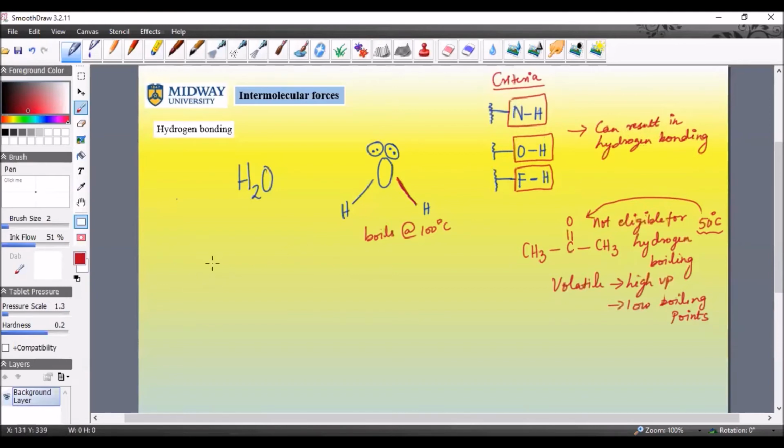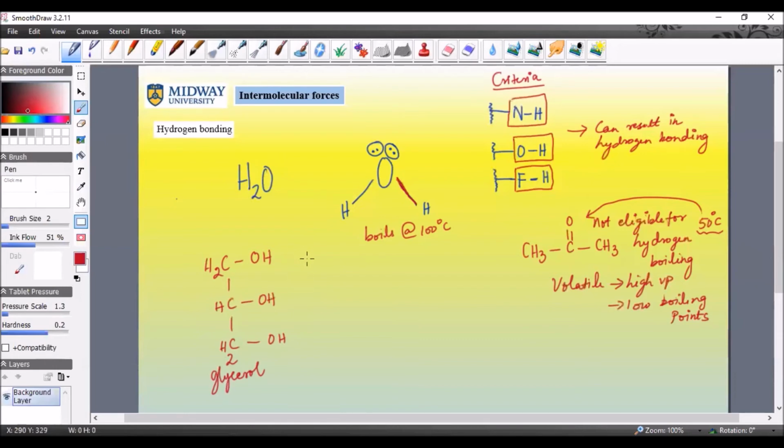Now, let's say we have a compound, say glycerol. This is glycerol. This is an important concept that we will come back to when we talk about viscosity.